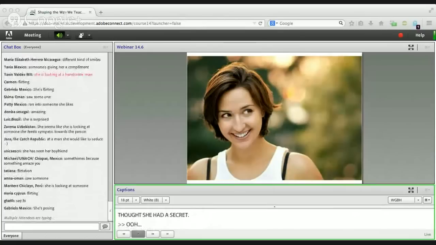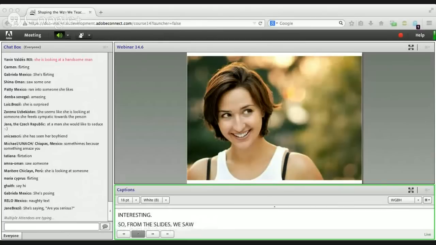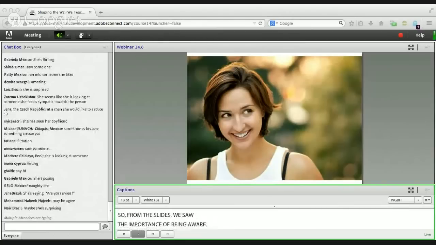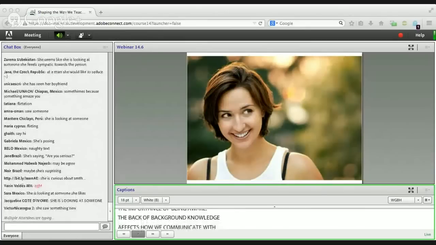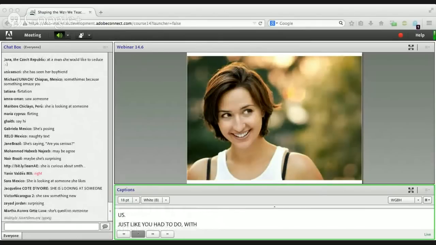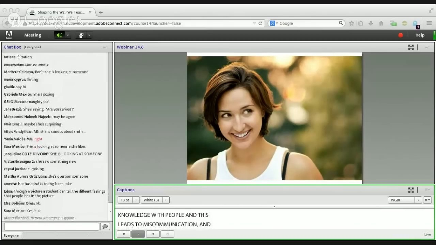Interesting. So from these slides, we saw the importance of being aware of how a lack of background knowledge affects how we communicate with people who are different from us. Just like you had to do with these pictures, you had no context at all but you had to guess why this person is smiling. This is difficult because we don't always share background knowledge with people, and this leads to miscommunication. Simply being aware of this is one very important piece of being a successful intercultural communicator.